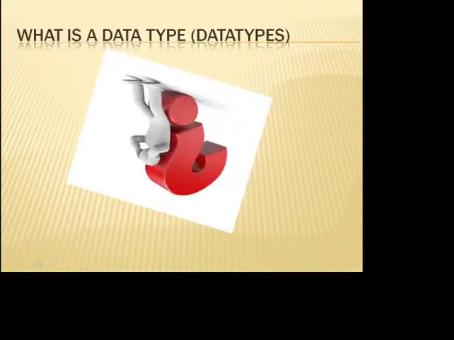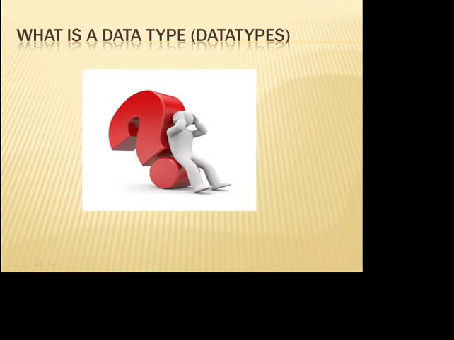What is a data type? This indicates the types of data that is stored in a variable. For example, numbers or characters. For more information on variables, see my video titled Variables and Constants. So now that you know what a data type is, let us look at the main data types.